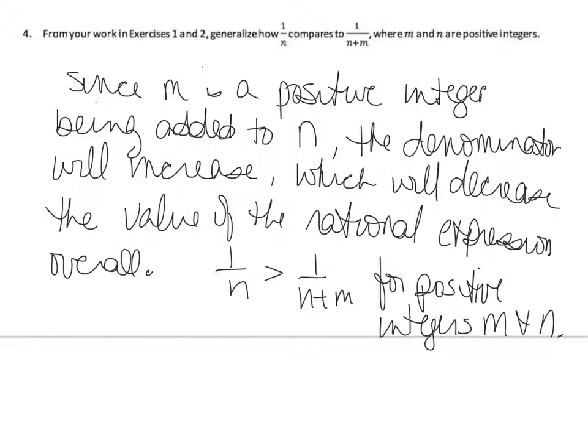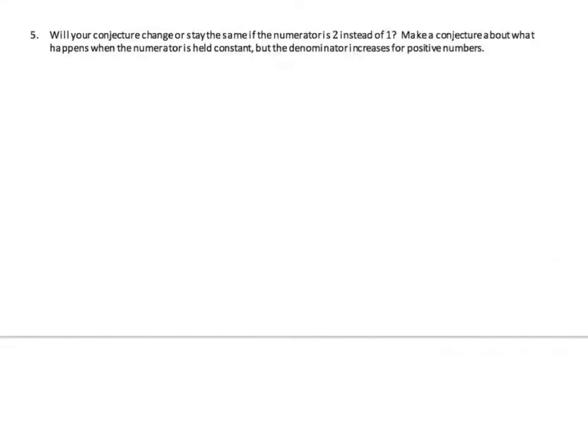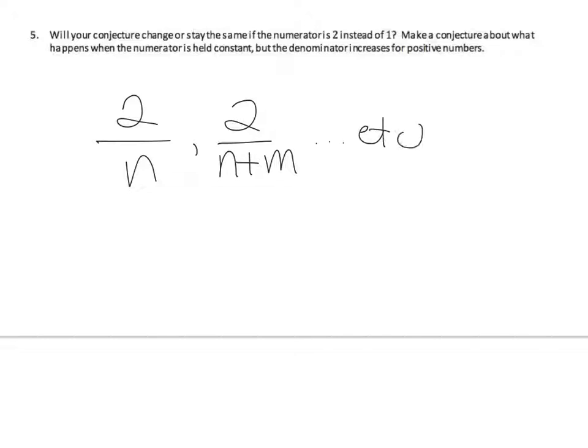Okay, let's try one more question. Will your conjecture change or stay the same if the numerator is 2 instead of 1? Make a conjecture about what happens when the numerator is held constant but the denominator increases for positive numbers. Okay, that means our numerator is now 2 instead of 1.